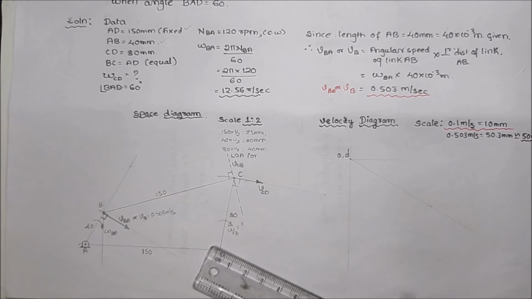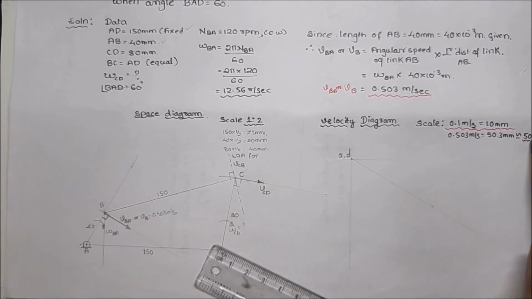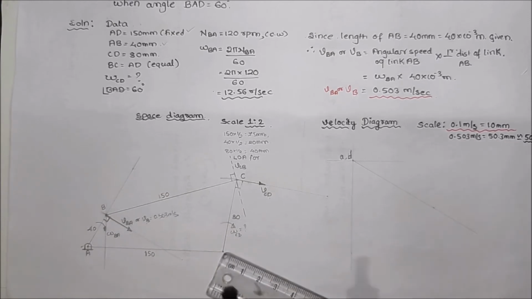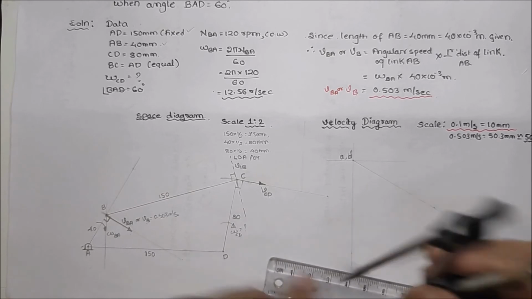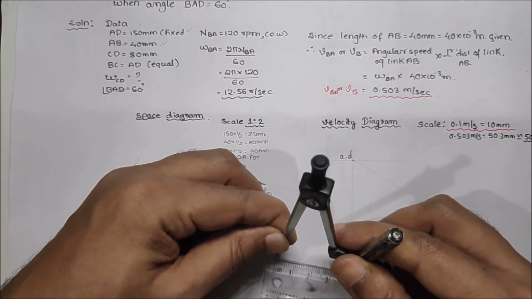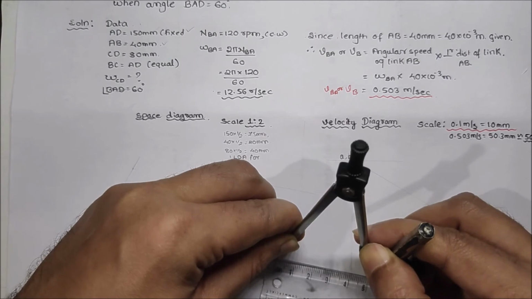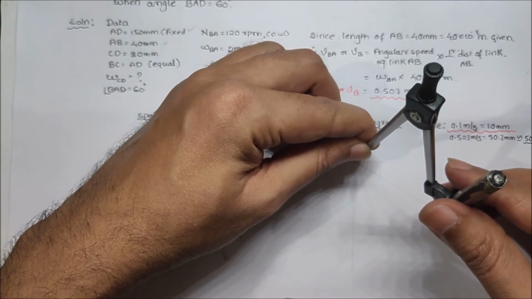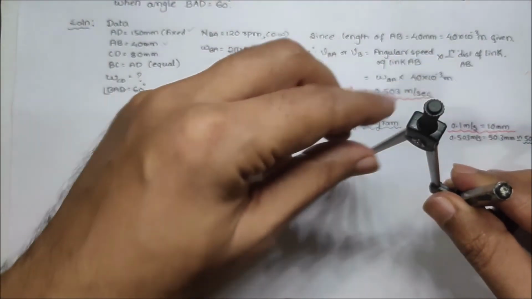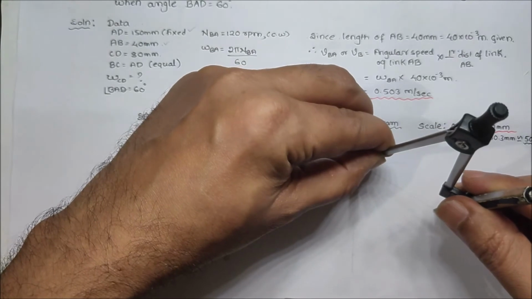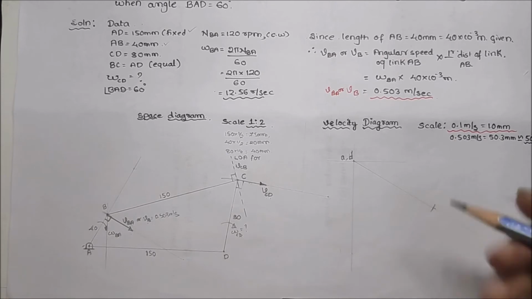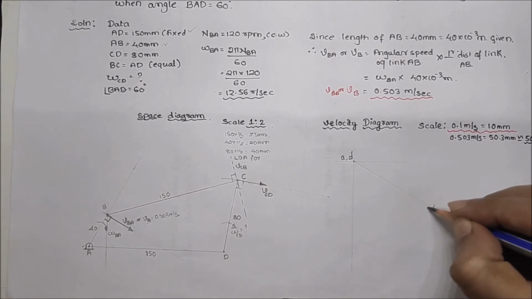Now I have to bring the magnitude. So what is the magnitude of this one? 0.503 meter per second, that is 50 mm. So I will take a scale equal to 50 mm, keep it at point A, and cut it. So here I am getting this one as a, and this one will be my direction.